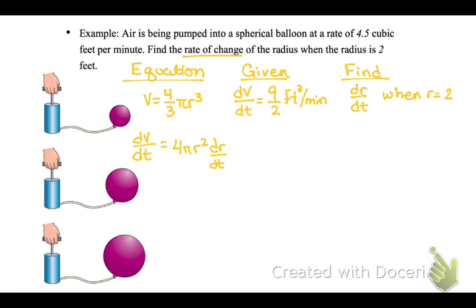Okay, but what are we trying to find? Do we have to put those letters behind it? Yes, that's implicit differentiation. What are we trying to find though? We're trying to find dr/dt. So we need to solve this for dr/dt. If this is multiplication, then I have to divide by it. So dr/dt would be equal to 1 over 4 pi r squared times dV/dt.